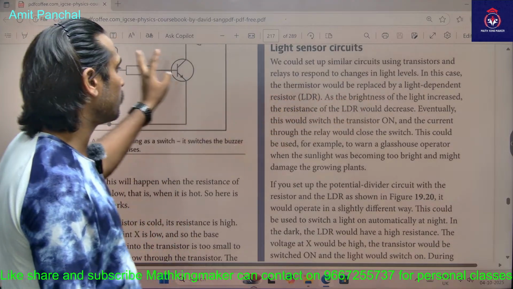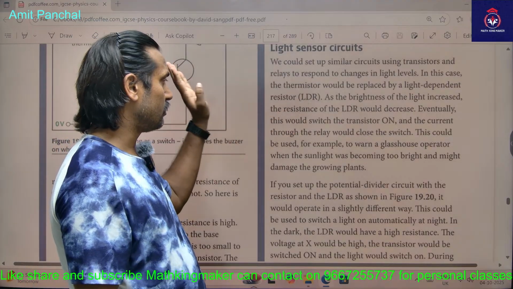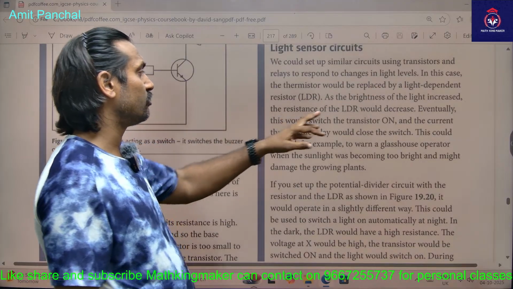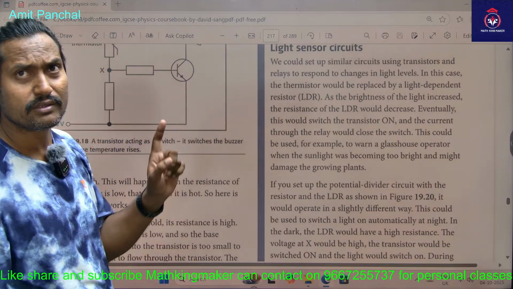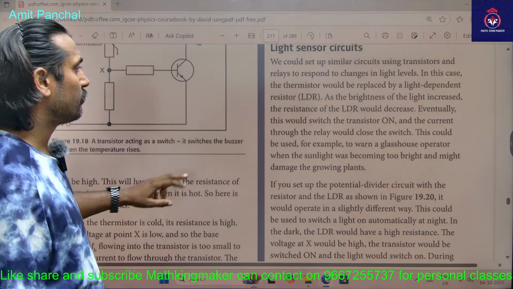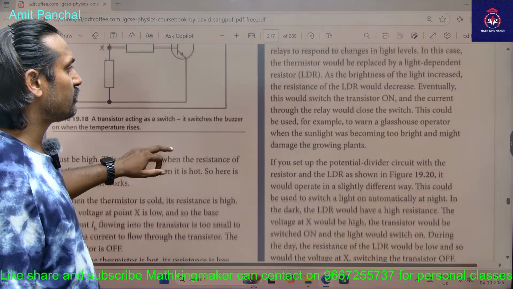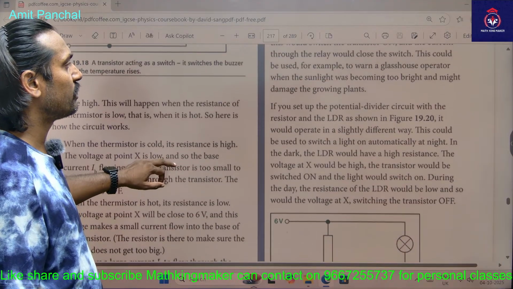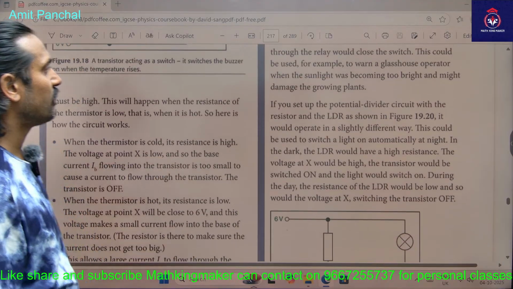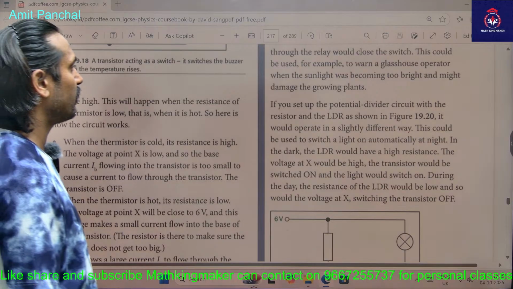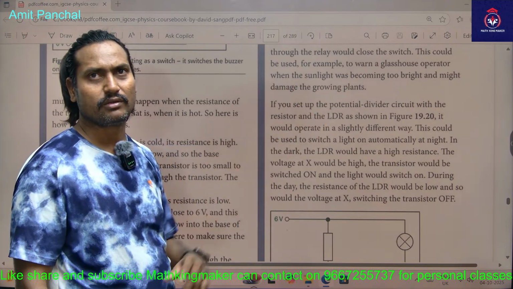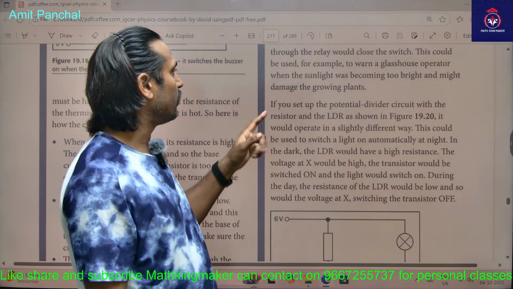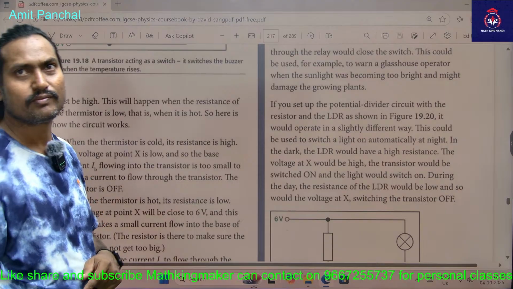You can replace the thermistor with an LDR. As the brightness of the light increases, the resistance of the LDR decreases. So eventually this would switch the transistor on, and the current through the relay would close the switch. This could be used, for example, to warn a glass house operator when the sunlight was becoming too bright and might damage the growing plants. So that can be used in a glass house.